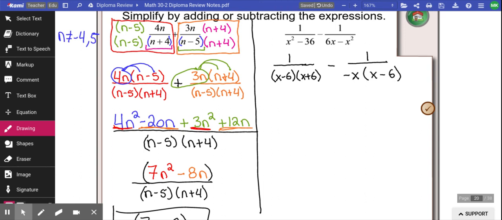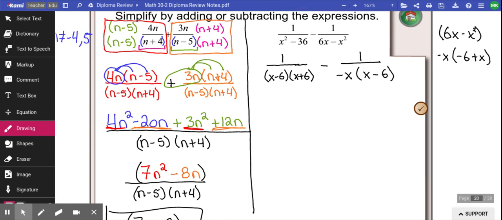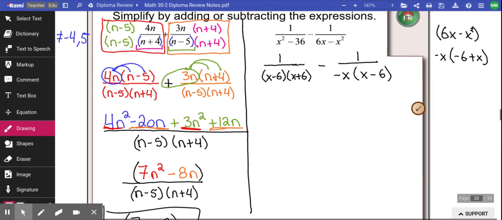6x divided by negative x would be negative 6. Negative x squared divided by x would be positive x. Just on the side, in case I see some people looking at that, like, what the heck's going on? So this is what I did. I took out a negative x. That left me with negative 6 plus x, because it changed the symbols. And then I just rewrite that.